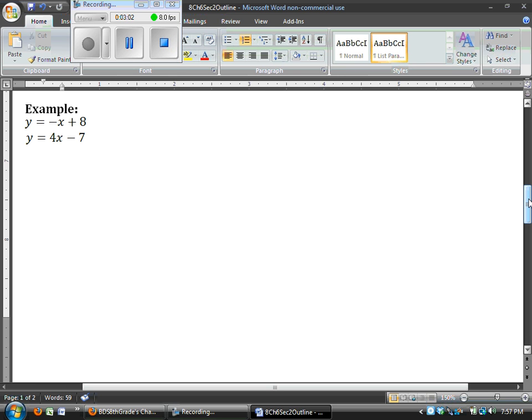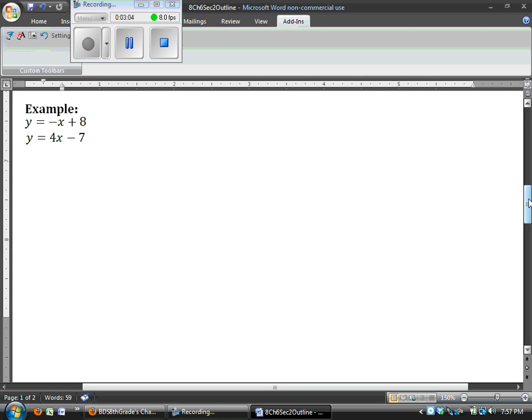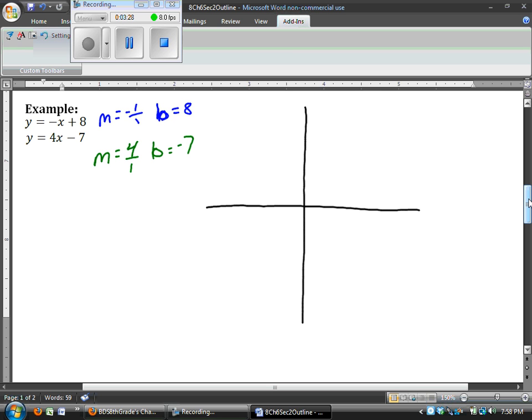Okay? So as we look here at our first example, we can see both equations are already in slope-intercept form. Here we have a slope of -1/1 and a y-intercept of 8. The bottom equation, we have a slope of 4/1 and a y-intercept of -7. Okay? So let's take a look at the graph for these two.